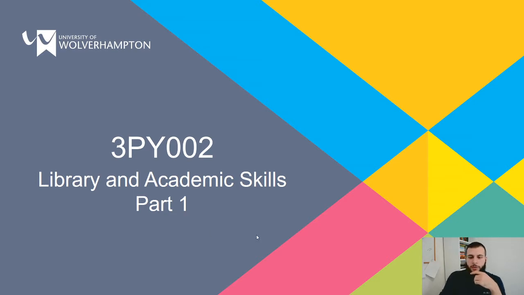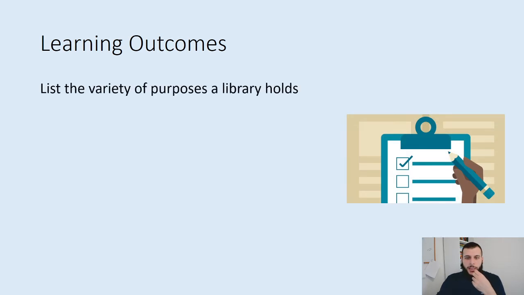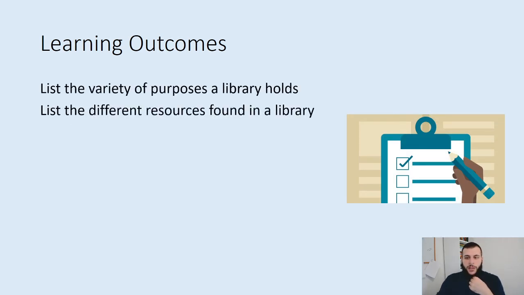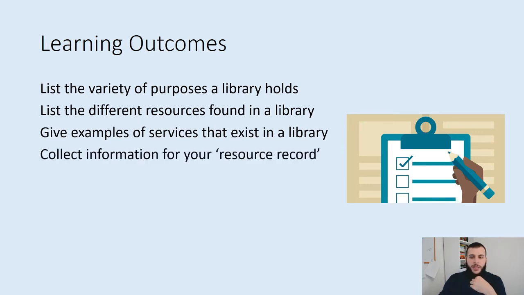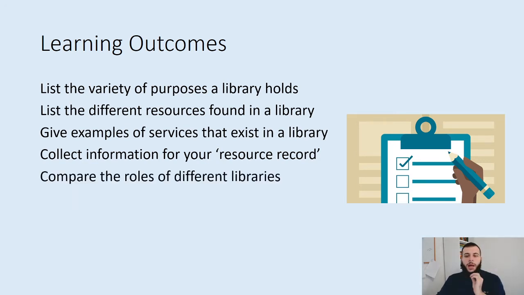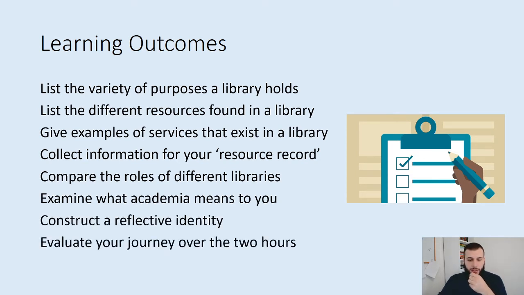So the first part of what we're going to be looking at is these learning objectives. We're going to list a variety of purposes that a library holds, list different resources found in a library, give examples of services that exist in the library, collect information for your resource record, which we'll be looking at later on, compare the roles of different libraries, examine what academia means to you, construct a reflective identity, and finally evaluate your journey over the 2 hours.